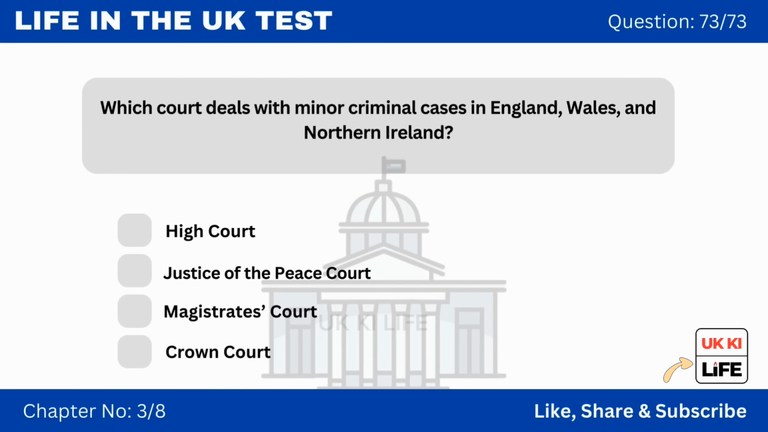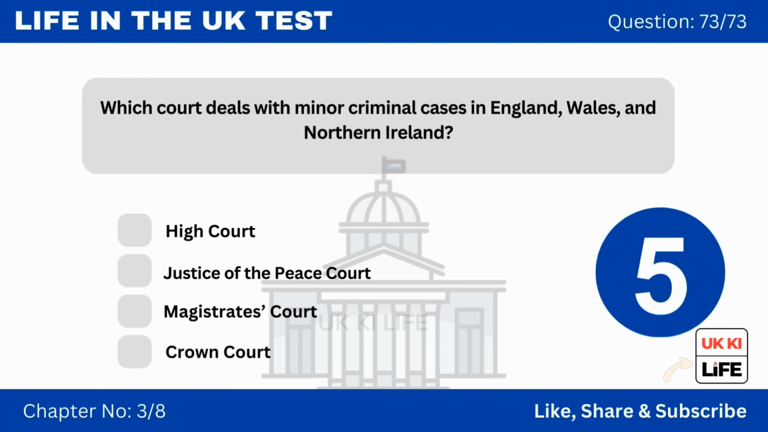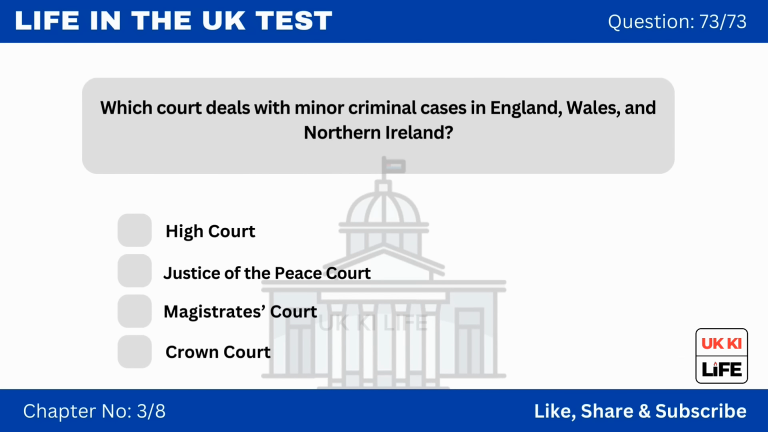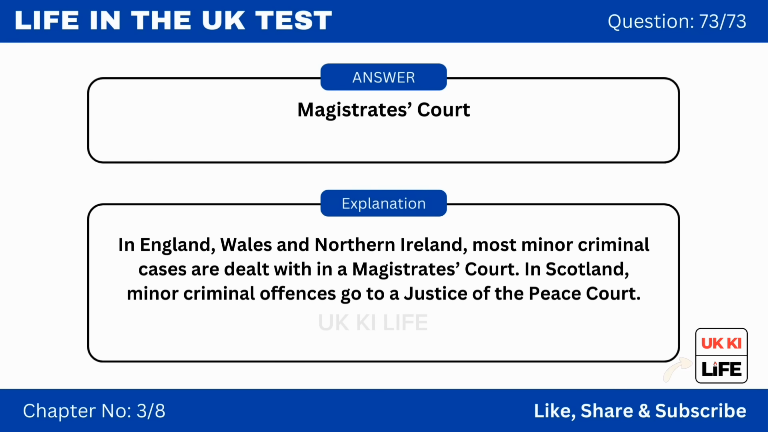Question 73. Which court deals with minor criminal cases in England, Wales, and Northern Ireland? High Court, Justice of the Peace Court, Magistrates' Court, Crown Court. The correct option is C. Explanation. In England, Wales and Northern Ireland, most minor criminal cases are dealt with in a Magistrates' Court. In Scotland, minor criminal offences go to a Justice of the Peace Court.